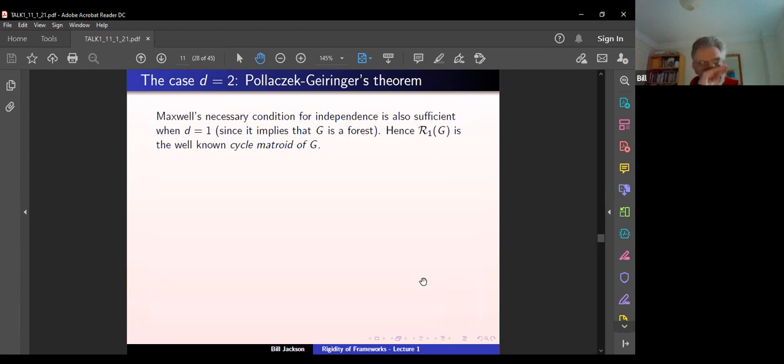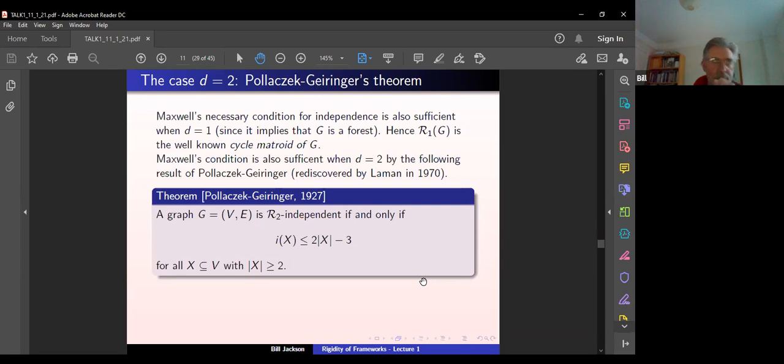It turns out that Maxwell's condition, the necessary condition for independence in the rigidity matroid, is also sufficient when D equals 1, since it implies that the graph is a forest. The one-dimensional rigidity matroid is well known in graph theory and matroid theory, and it's called the cycle matroid of a graph. A set of edges is independent if and only if it's a forest. Maxwell's condition is also sufficient when D equals 2. This is where the cutting and pasting went wrong. Now this 2 really is a 2.